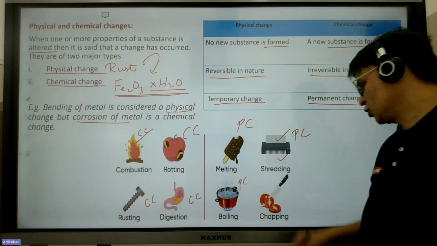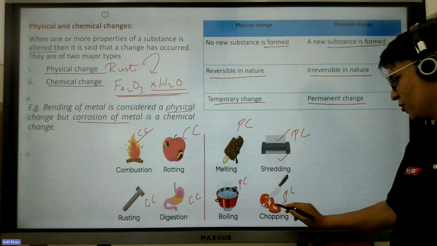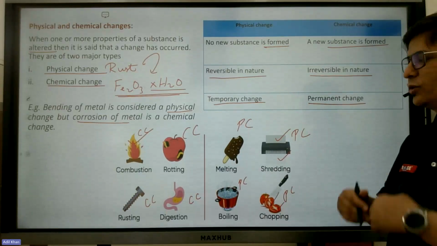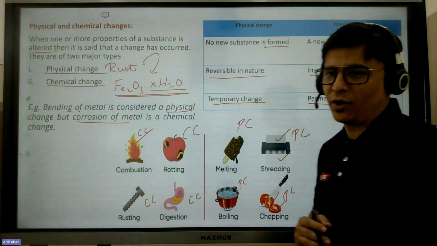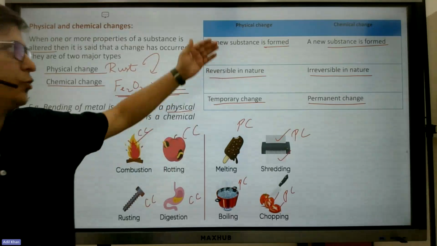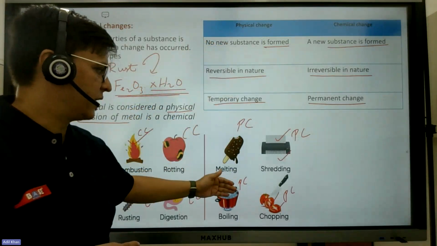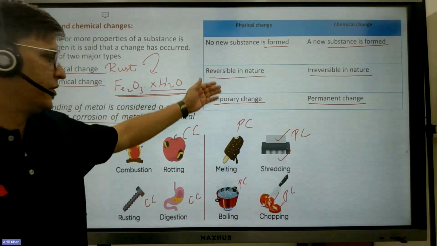And when you cut or chop tomatoes and potatoes, it is physical change because this part is also tomato and this part is also tomato. So that side, the entire thing, is chemical change and this side is your physical change. So the differences: no new substance is formed here. Ice cream, water remain the same, paper remains the same, tomato remains the same. It is reversible in nature.